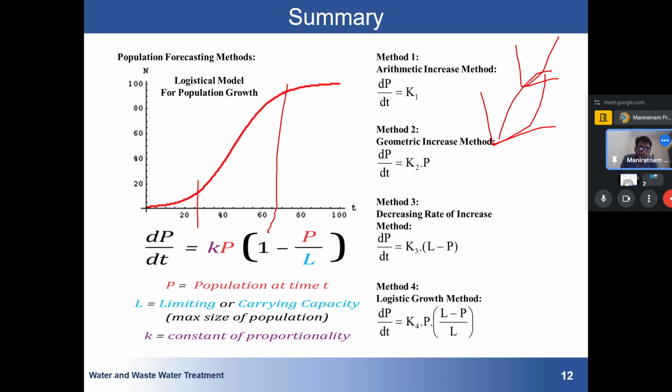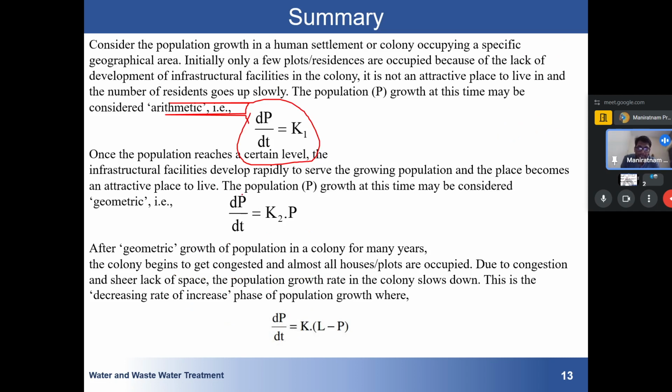Okay, remember this dP/dt is the rate of growth, not the number of population. So the rate of growth increased very rapidly during this time. But once this area got congested, it slowed down. So this is known as a decreasing rate of increase.